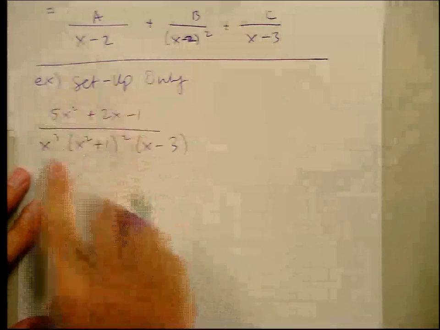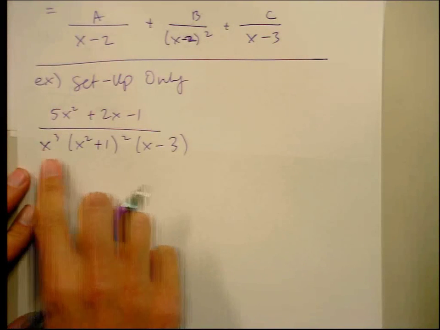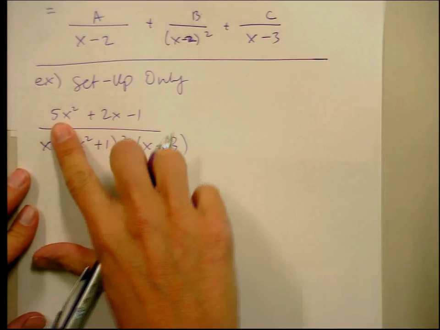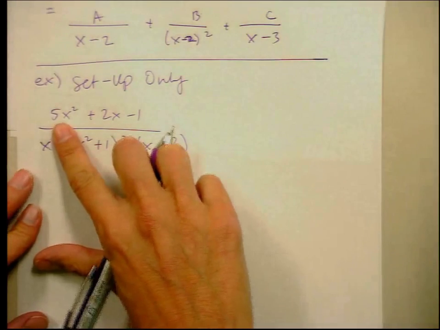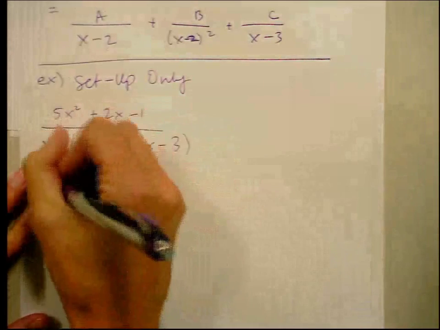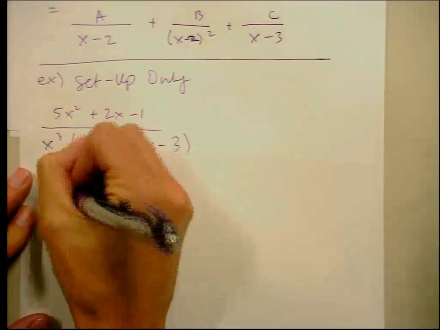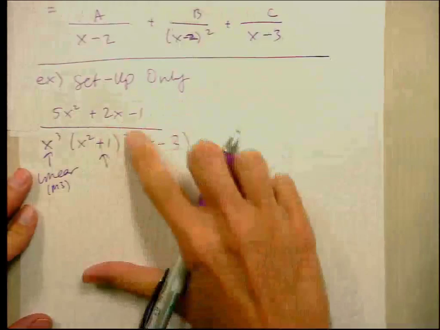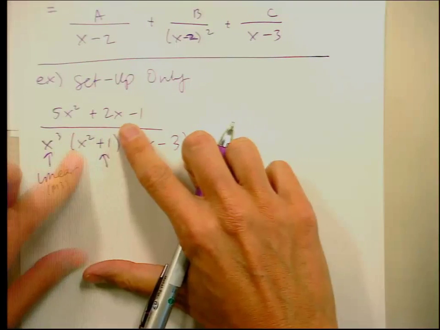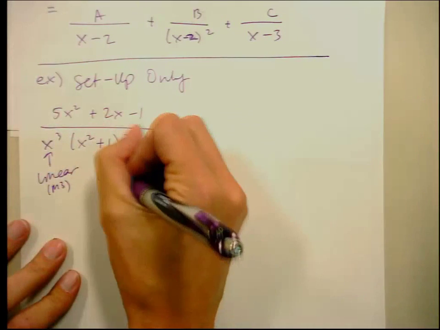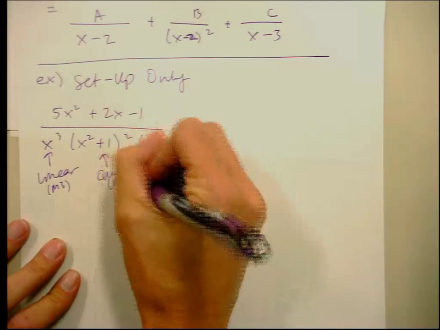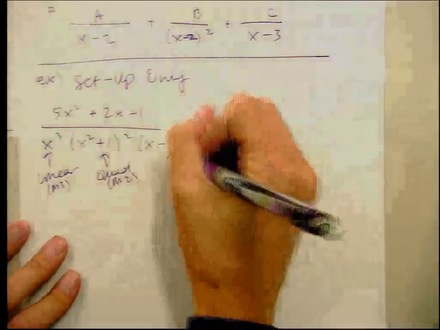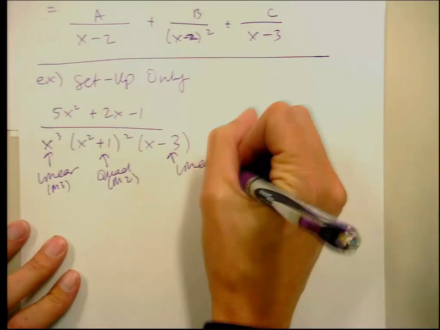Okay, so here's what I did. X actually is linear. This one's tricky, but I can put my finger over the 3, and I can see my linear factor. So this is linear with multiplicity 3. X squared plus 1, I can cover the 2 up, but I'm still left with the quadratic. So this one's quadratic with multiplicity 2. And this one's just a good old linear one.